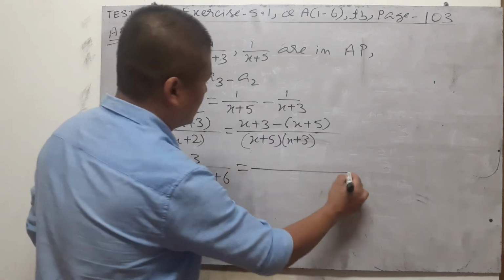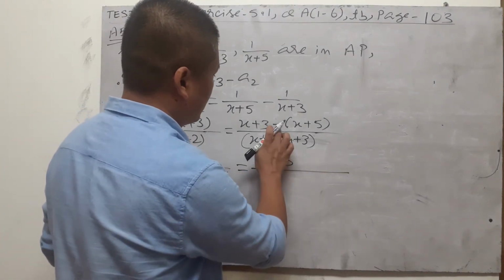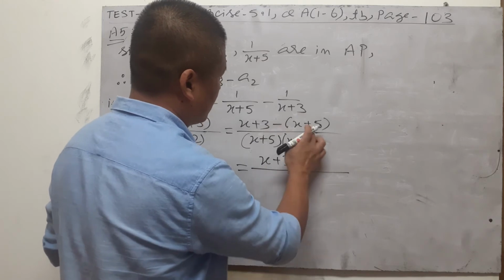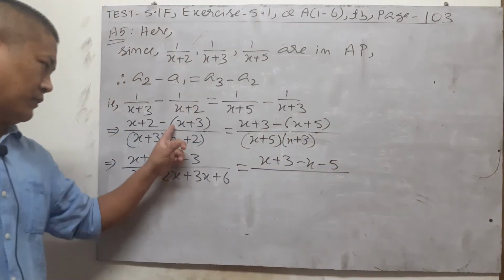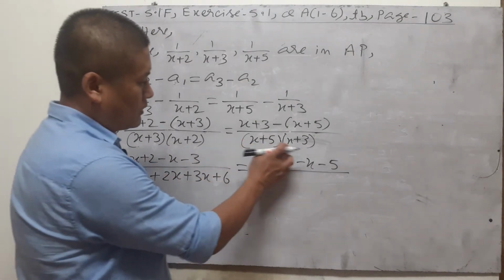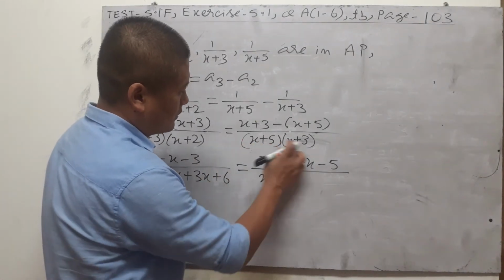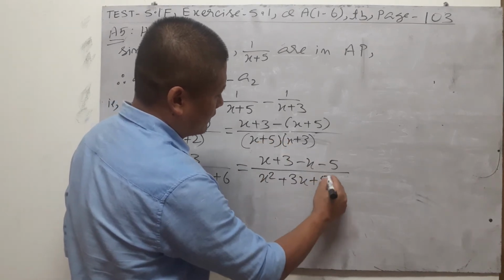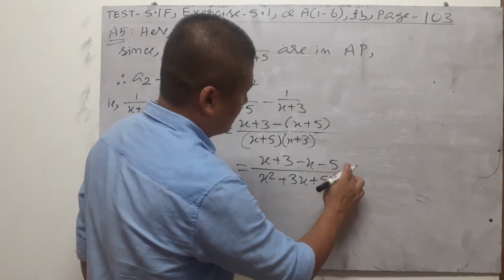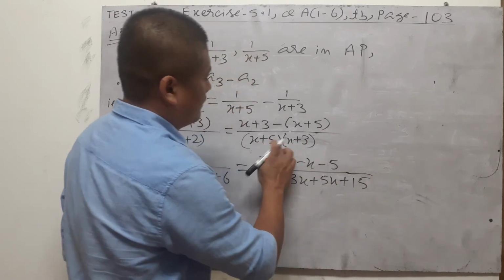So that will be equal to here x plus 3, and again minus into plus, minus x, minus into plus, minus 5. That way this bracket removes, as I have explained the same thing here. By x into x is x square, plus x into 3 is 3x, plus into plus is plus, 5 into x, 5x, plus into plus is plus, 5 3s are 15.